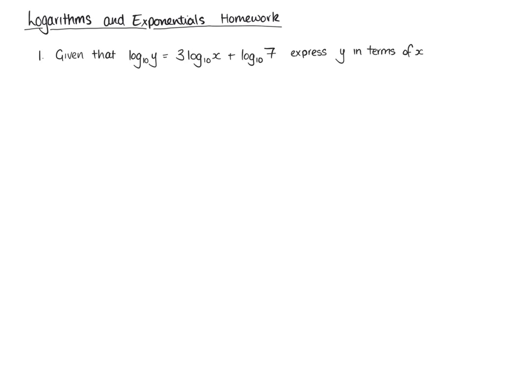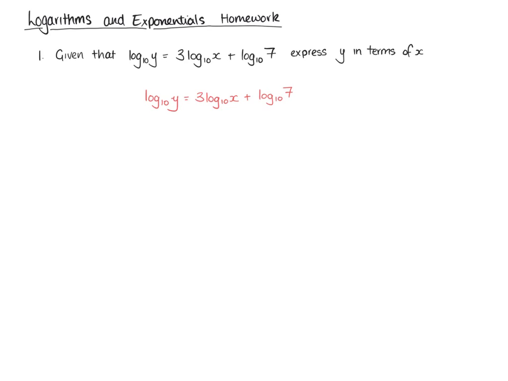Right, so I'm going to go through your logs and exponential homework for you. Question 1: given that log to the base 10 of y is equal to 3 log to the base 10 of x plus log to the base 10 of 7, express y in terms of x. A good place to start is just to copy out the question. So log to the base 10 of y is equal to 3 log to the base 10 of x plus log to the base 10 of 7.